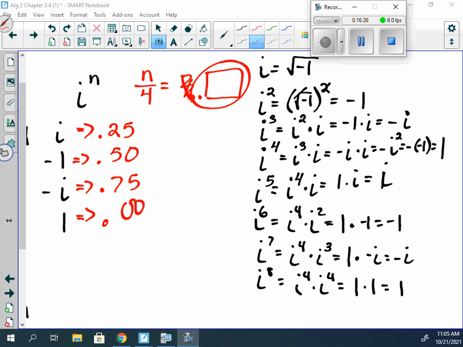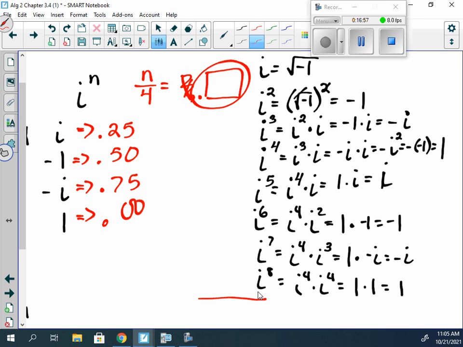So if we get 0.00, we don't have a decimal number, it means it's going to be 1. And we'll always reduce down to one of these four. So if the decimal is 0.25, it would be i. If it's 0.50, it'd be -1. If it's 0.75, it'd be -i. And if it's 0.00 or we don't have a decimal place, it will be 1.